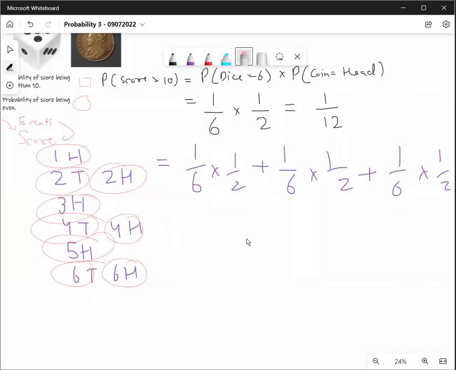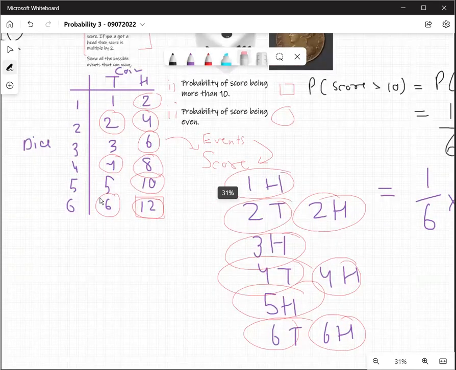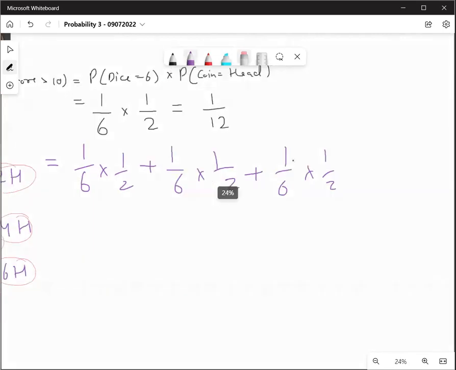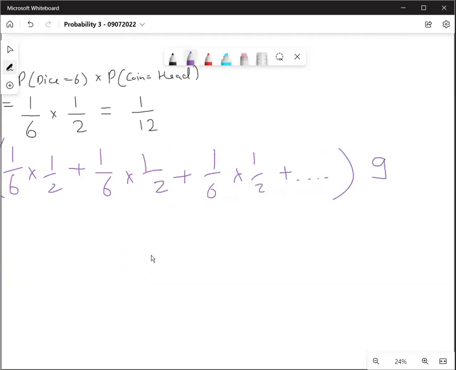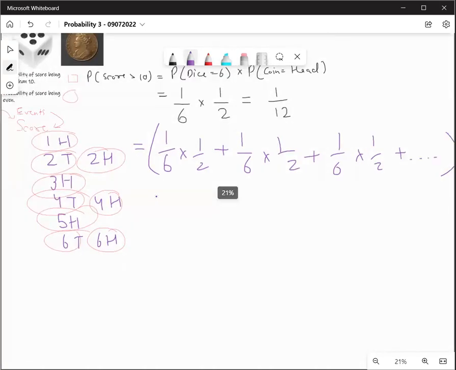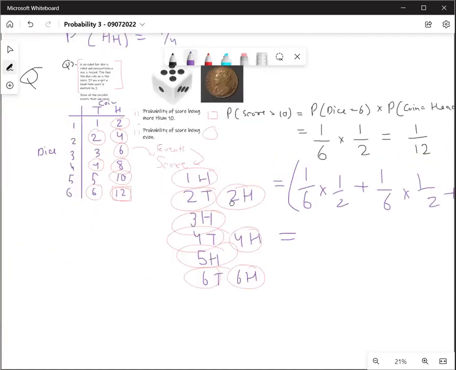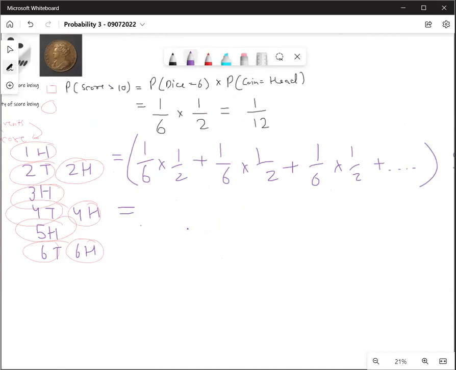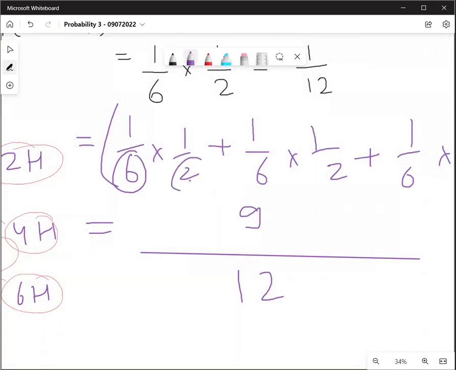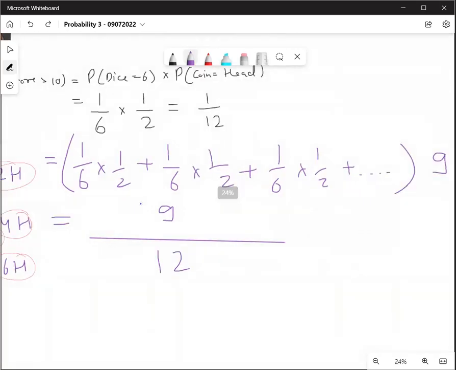9 events. Are you sure about that? Yes, 9 events. So if the events are 9, can I say, since each of the probabilities are the same, I can multiply all of this with 9. The answer will be the same whatever you get here. The total events are 12, so at the end, the answer will be 9 over 12. What is 6 into 2? 12. So we will get 9 over 12.